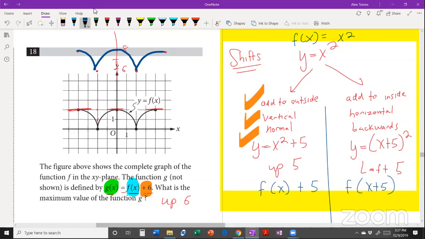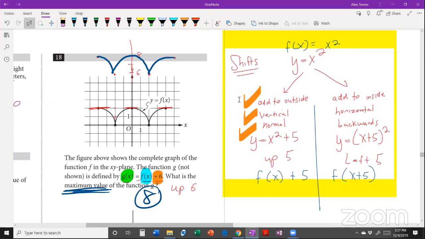So what's the maximum value of the function? The maximum value, in other words, the maximum height, is 8. So a little subtlety there in the wording. If I say what is the maximum value, I'm referring to the height. If I say where is the maximum value, where can I find the maximum value, then I'm referring to the x value of it. But here, what is the maximum value? That's y, and our y value for the highest point of it is 8 for number 18.